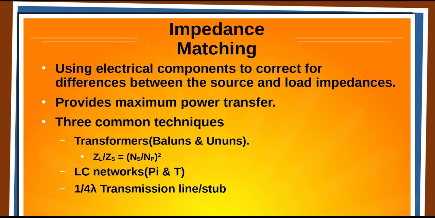Or you can use a quarter wave transmission line, because at a quarter wave, you get essentially the inverse of whatever you put in. So if one end of a quarter wave is shorted, it's a high impedance at the other end of it, because it's that quarter of a cycle.